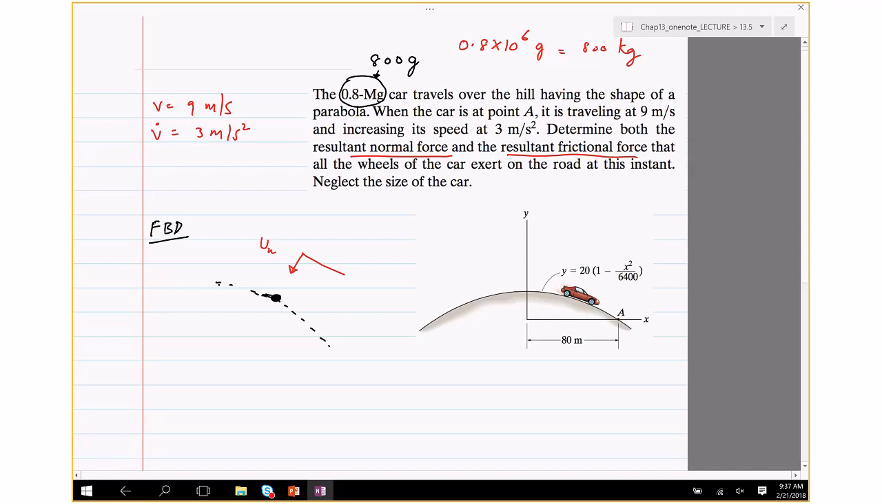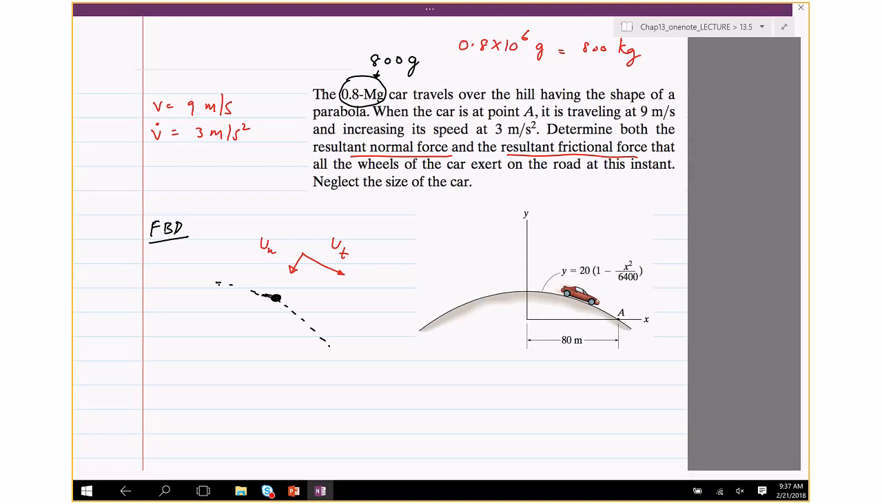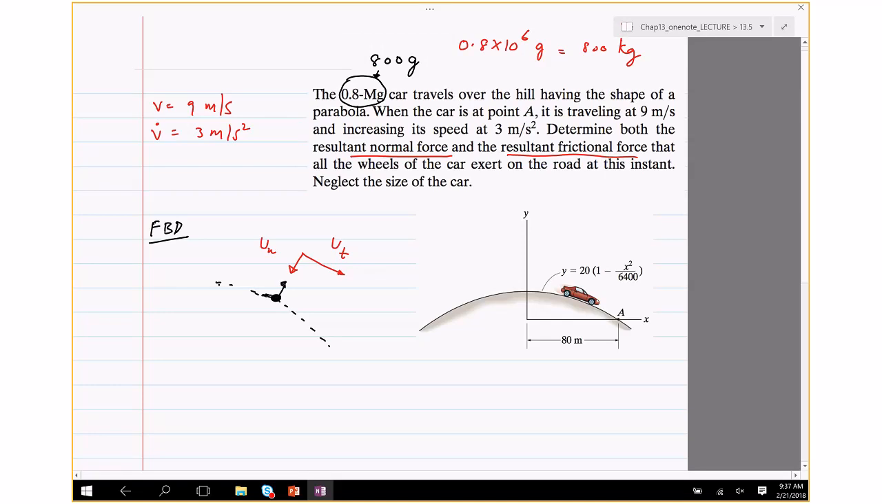Okay, UN always points towards the center of the instantaneous circle. UT is along the direction in which the car is moving. Now to show the forces, there's a force in the normal direction, Fn, which by the way is an unknown which is asked, and there's a force in the tangential direction. This angle is going to be theta. And finally, there's gravity. Okay, turns out that this angle is also theta.